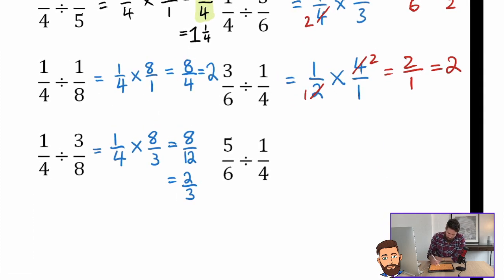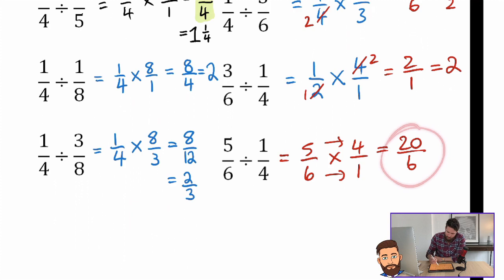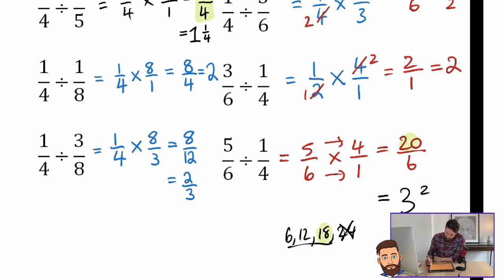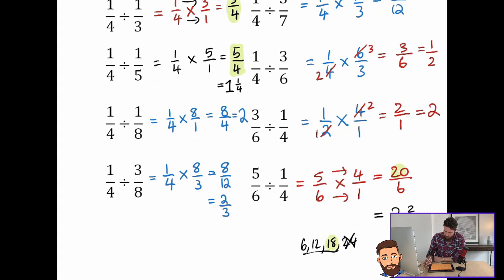And finally, for the last one, keep, change, flip, times and across. 5 times 4 is 20, over 6 times 1 is 6. That is top heavy, improper, we need to change it to a mixed. How many times does 6 go into 20 whole? 6, 12, 18, 24. 24 is too many, so 3 whole ones. How do you get from 18 to 20? There is 2 left over 6. Which could be simplified to 3 and 1 third.